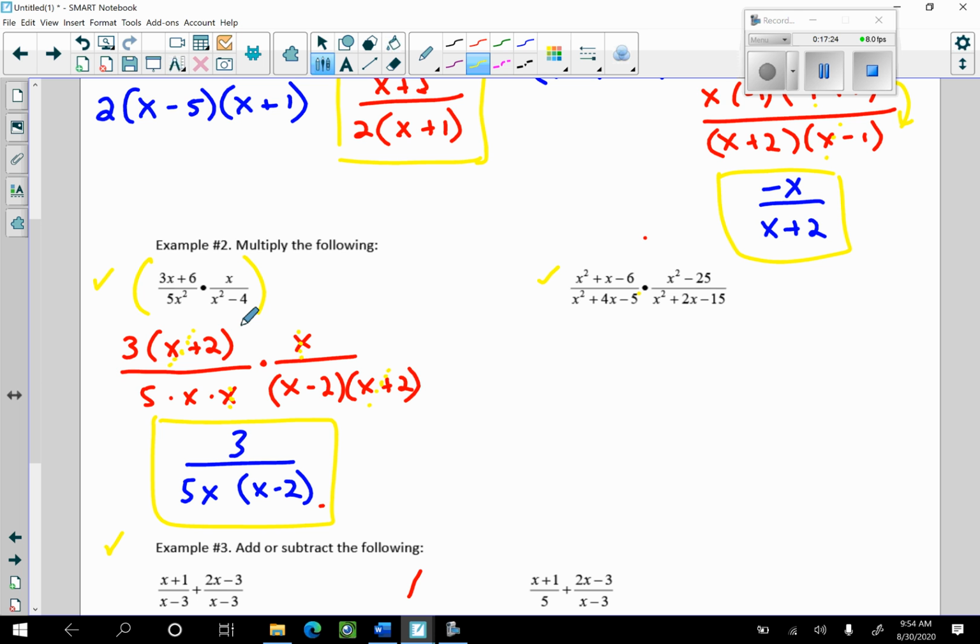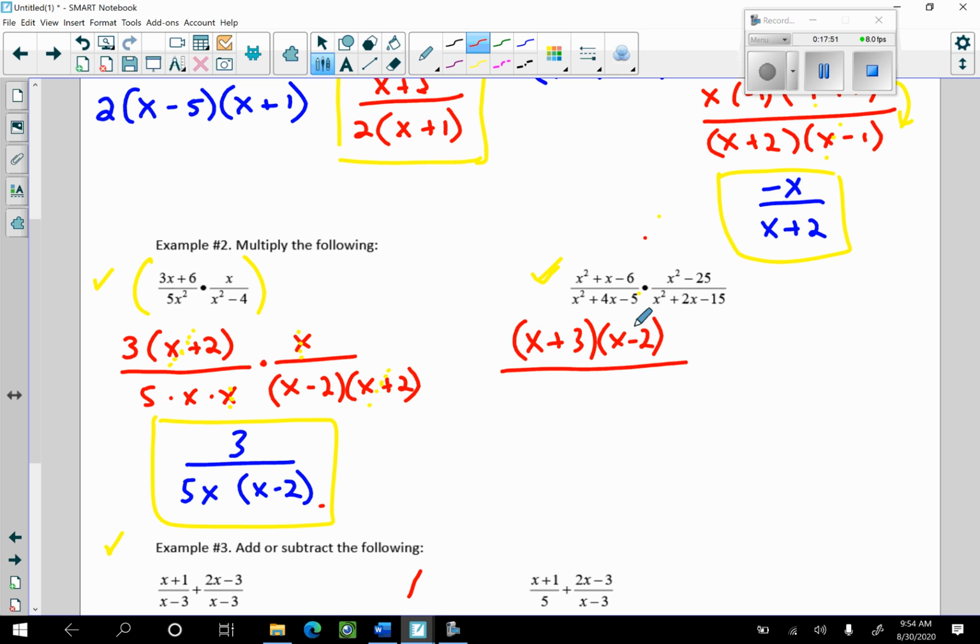That's the product. Now I have a little bit tougher rascal right here. It looks to be tough, but I think we can do it. So we have lots of things to factor here. We can factor this top here, and that's going to be x plus 3 times x minus 2. 3 times -2 is -6. 3 plus -2 is 1.